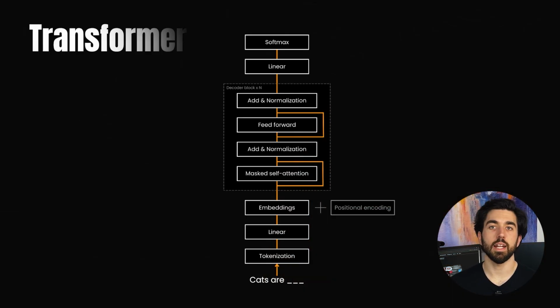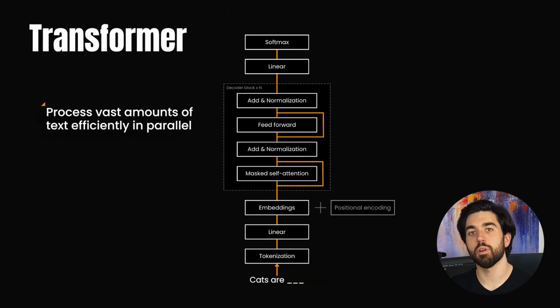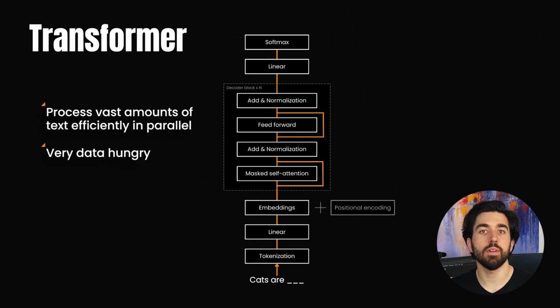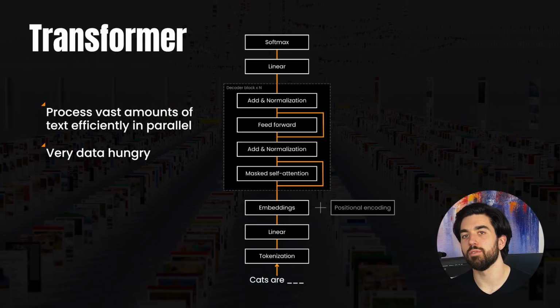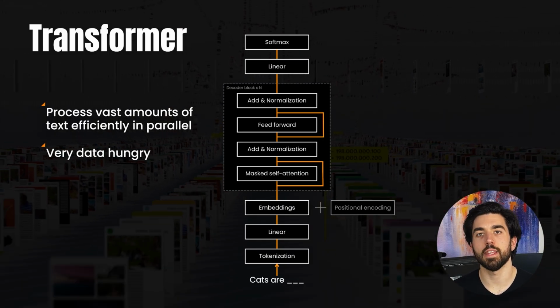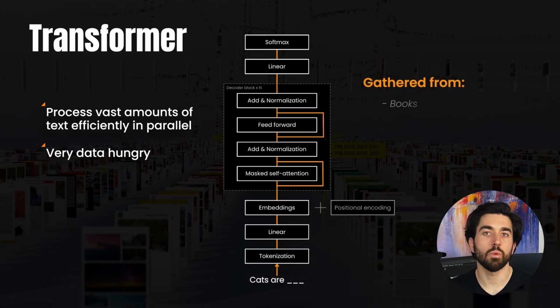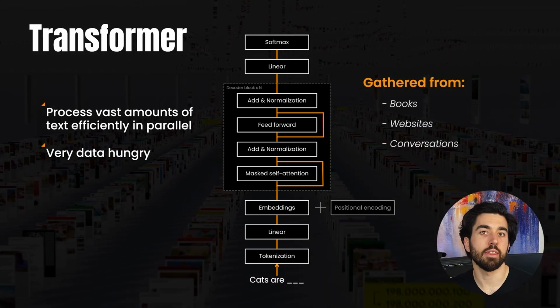The key to LLMs' power lies in their transformer architecture, which lets them process vast amounts of text efficiently in parallel. And this transformer architecture is very data hungry. So for such a thing to start making eerily human-like responses, it needs an absurd amount of training data, in the trillions of words. This data, text, images, conversations, and a lot of other things, is gathered from books, websites, everyday conversations, and anything else the engineers can get their hands on.